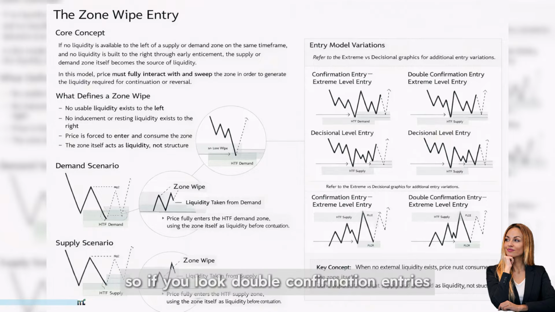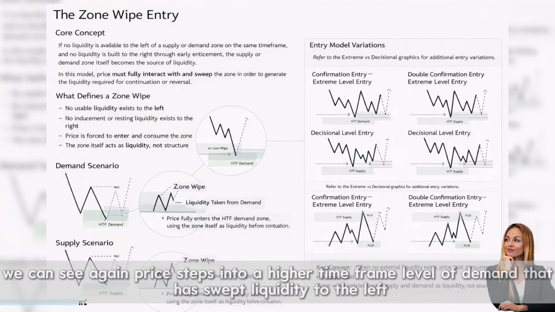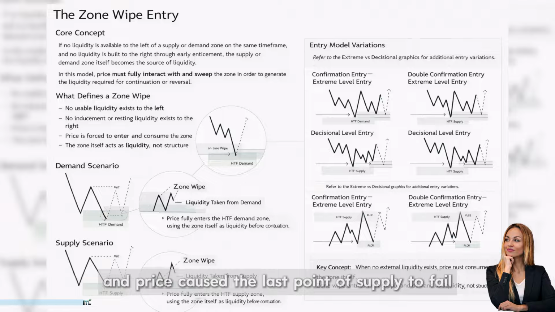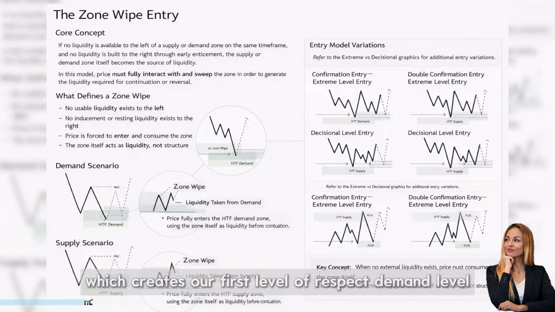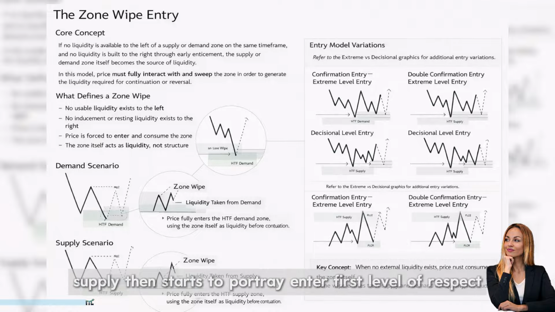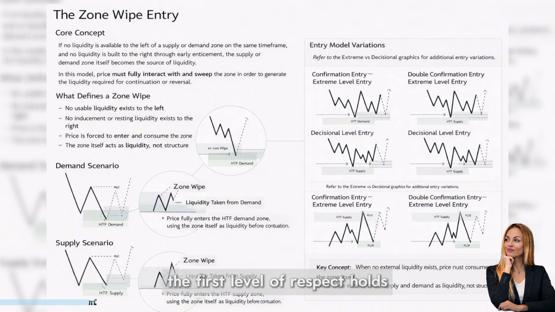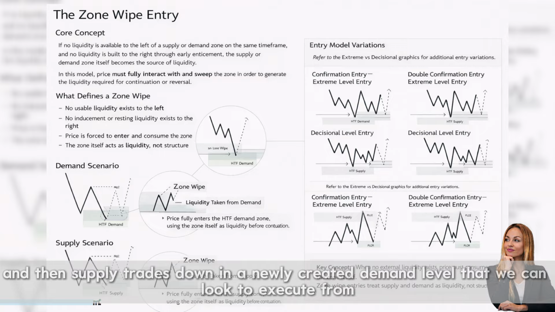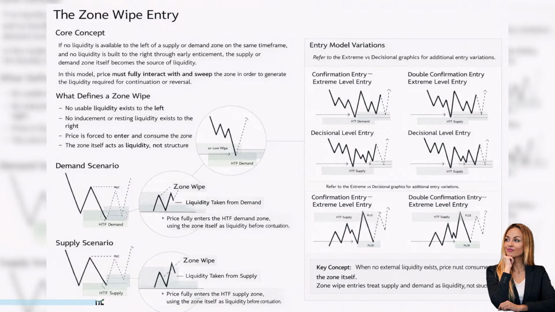If you look at double confirmation entries, we can see again price steps into a higher time frame level of demand that has swept liquidity to the left, and price takes out the last point of supply to fail, which creates our first level of respect demand level. So price then starts to trade into the first level of respect. The first level of respect holds, causing our last points of supply to fail. And then price trades down into a newly created demand level that we can look to execute from at the same time, at the extreme.